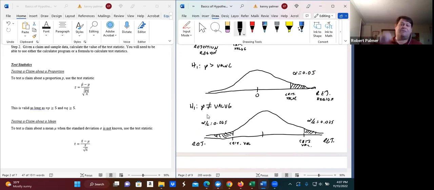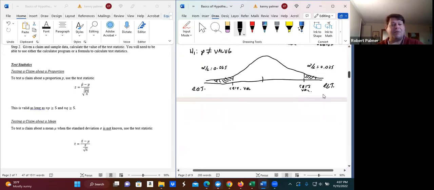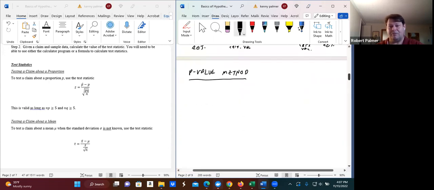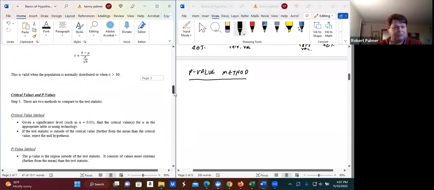And then what you have to do, and you also have technology to do this for you, is calculate your test statistic and also calculate the appropriate critical value. Now, let's talk about the other one, which is called the p-value method. Either one is a legitimate way of doing it, just done slightly differently. But I'm going to focus more on the p-value method. So let's take a look at that.